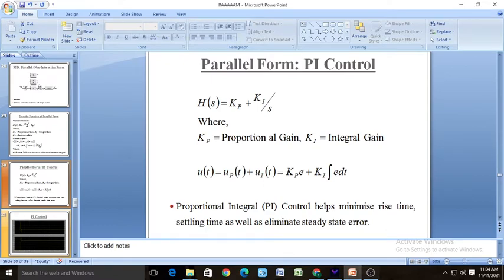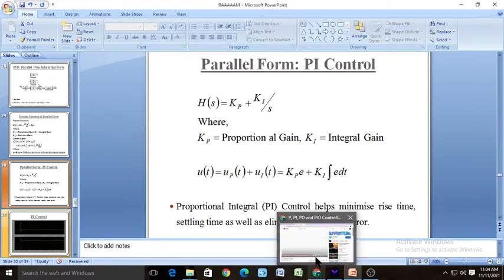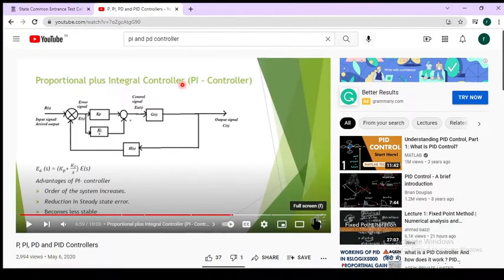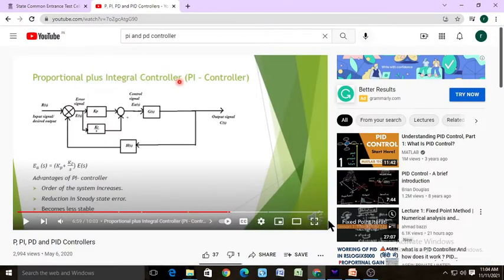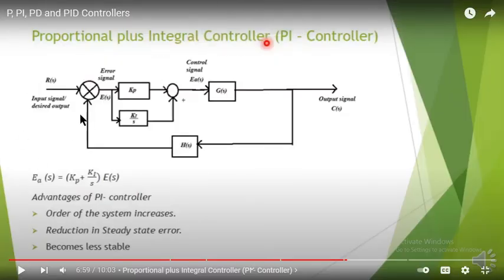Here you can see on your screen. I will show you. So here you can see it is a proportional plus integral control. Here you can see this Kp means it is the proportional controller.